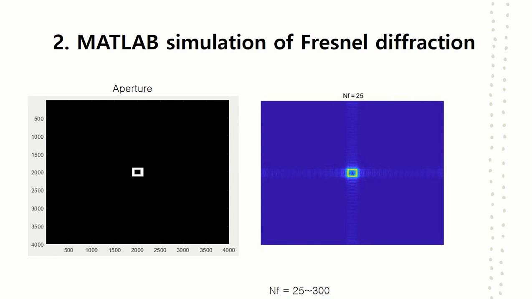This is Fresnel diffraction of a square donut aperture. You can see a large diffraction pattern near the edge.